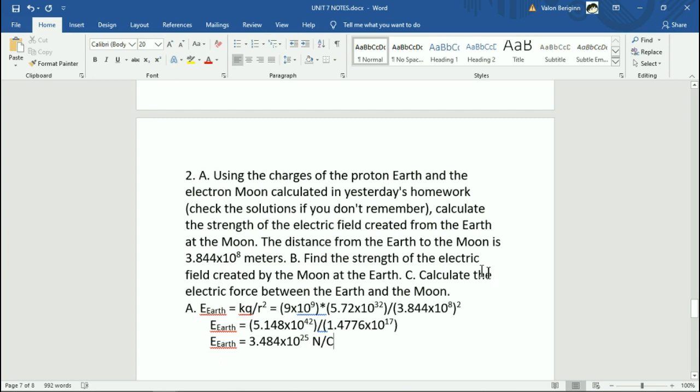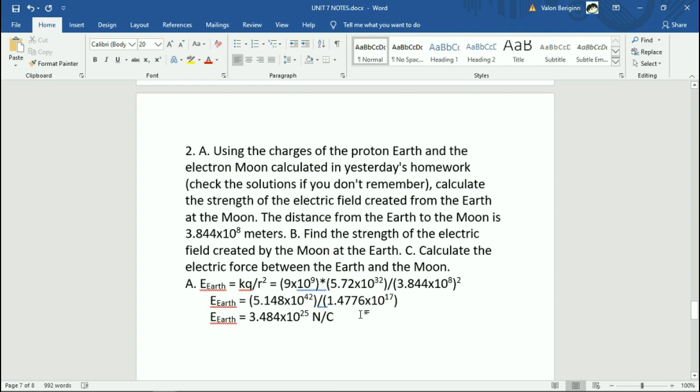Now B, find the strength of the electric field created by the Moon at the Earth. So now we're doing the reverse. We're now finding the field of the Moon where the Earth is. For the proton and electron example, it didn't change the math because the charge of a proton and electron, the actual number, not the sign, was the same. So we didn't really have to change the math. But here it's different, right?